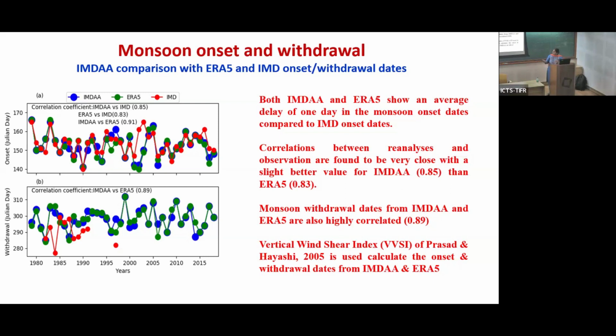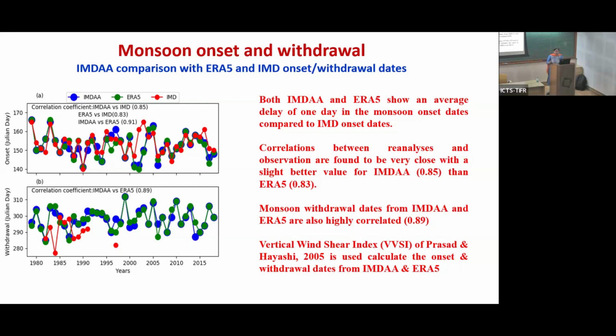So if you consider that also, then we can see that the onset date derived from IMDA and ERA5 is almost matching with the IMD onset date. There is not much difference in the calculated onset date. In some years there is a 1, 2, 3 days difference, but otherwise it is always matching with both the reanalyses. And again coming to the withdrawal.